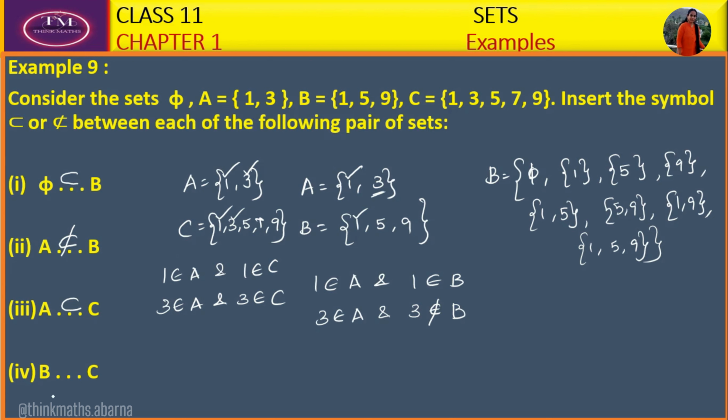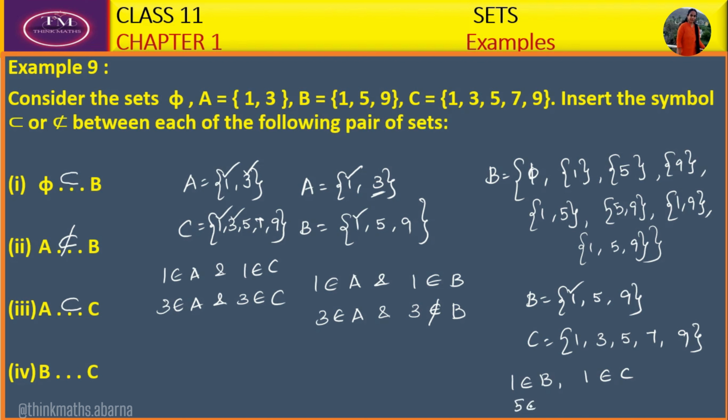Now what about B and C? B is equal to {1, 5, 9} and C is equal to {1, 3, 5, 7, 9}. We have to check whether every element of B is in C. 1 belongs to B and 1 belongs to C. What about 5?